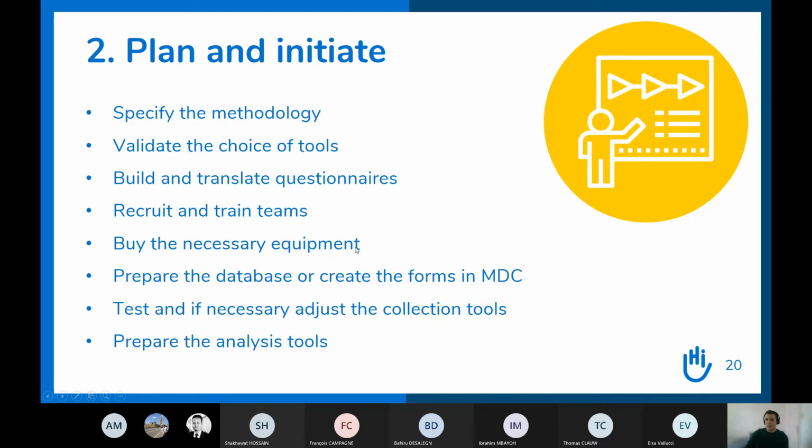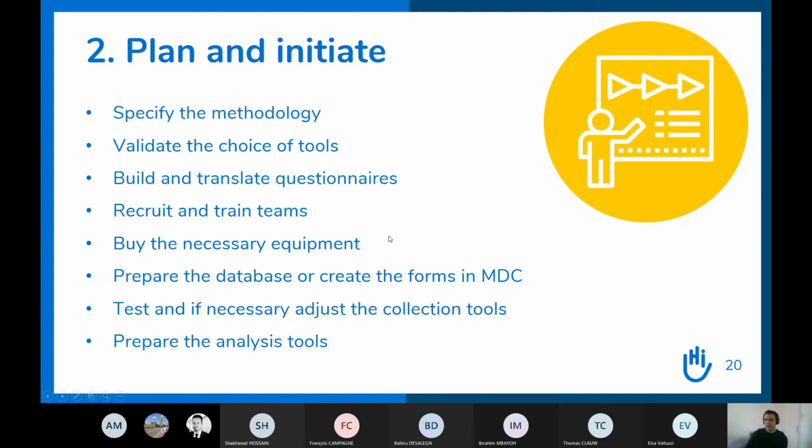Then there is the work of recruiting and training the teams, because usually you will have people collecting the data on the field, and these people need to be trained. Once again, it's not necessarily your job as MEAL or IM to train the teams, but you have to check that all the enumerators going on the field have a proper training.